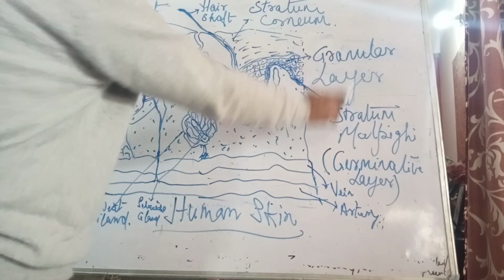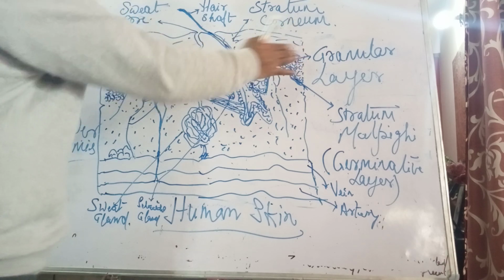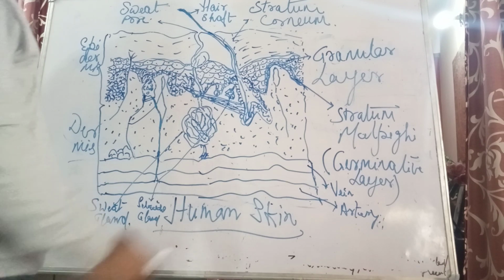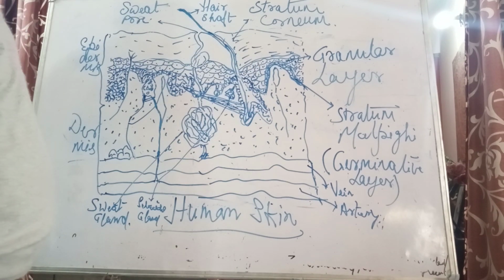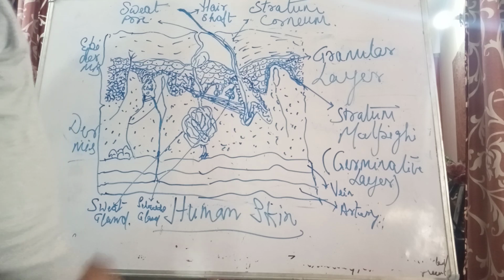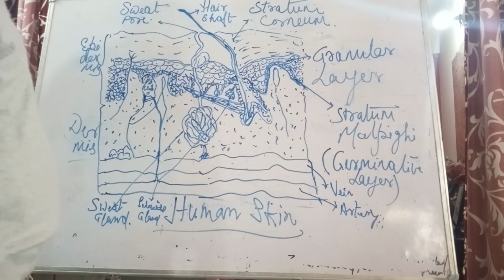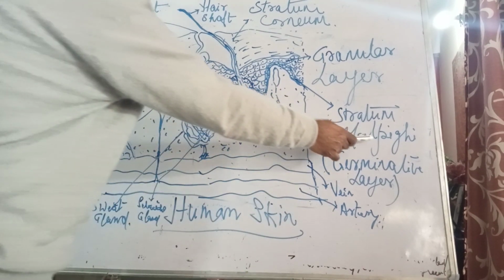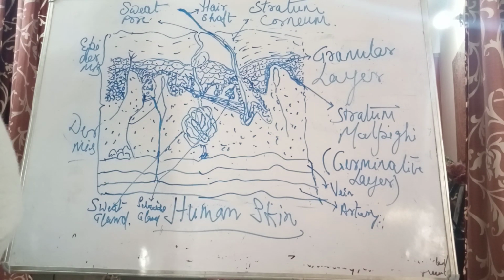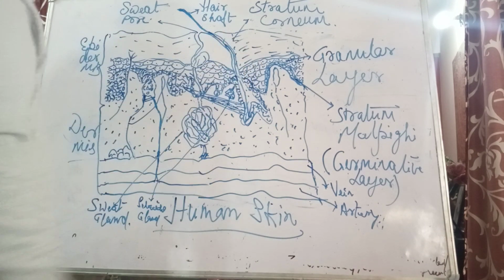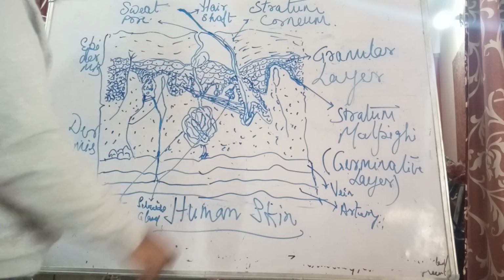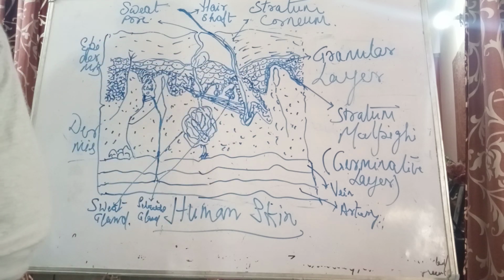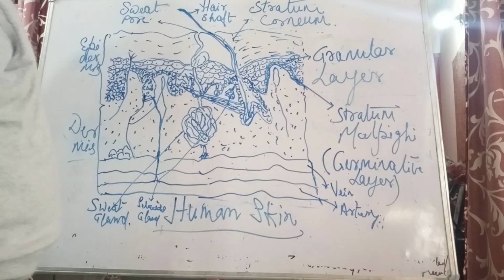And the second layer is granular layer, which is composed of flat cells. These are intermediate layers, and they give rise to the stratum corneum. And the third is also again very important, that is the stratum malpighi, which is the germinative layer. So the cells of this layer can actively divide. So they are giving rise to the other layers. They are forming the other layers. The cells of the other layers, especially stratum corneum, which is continuously protecting our body.